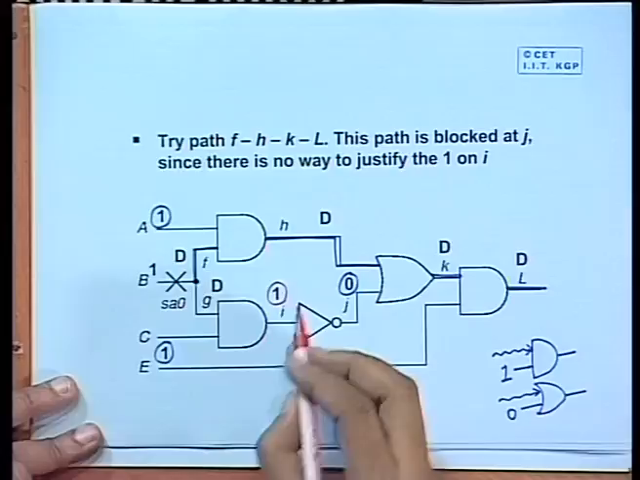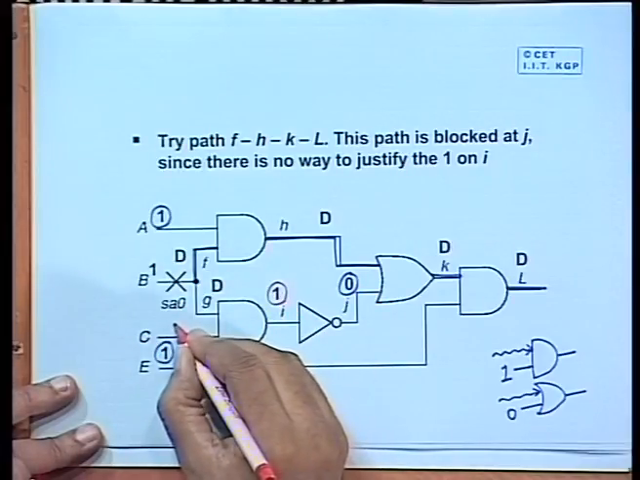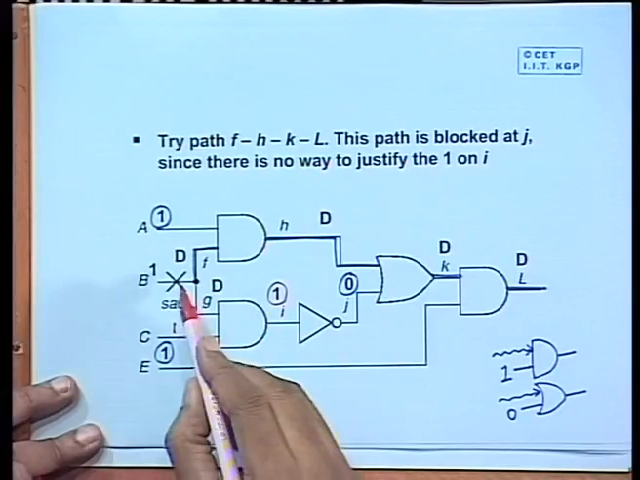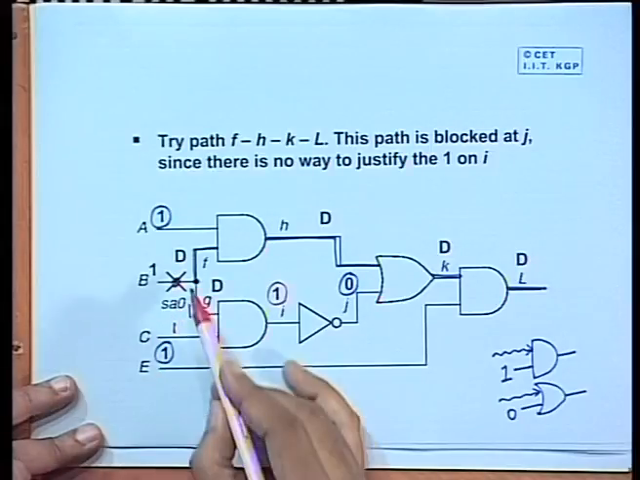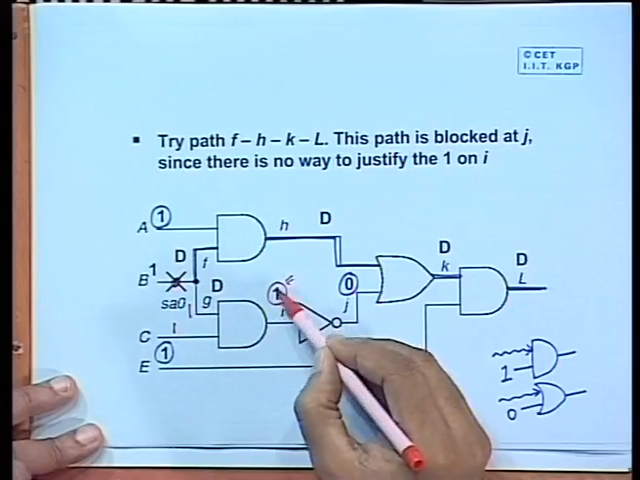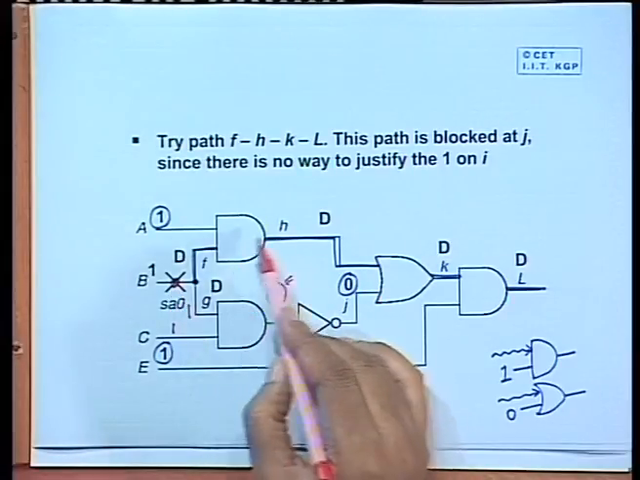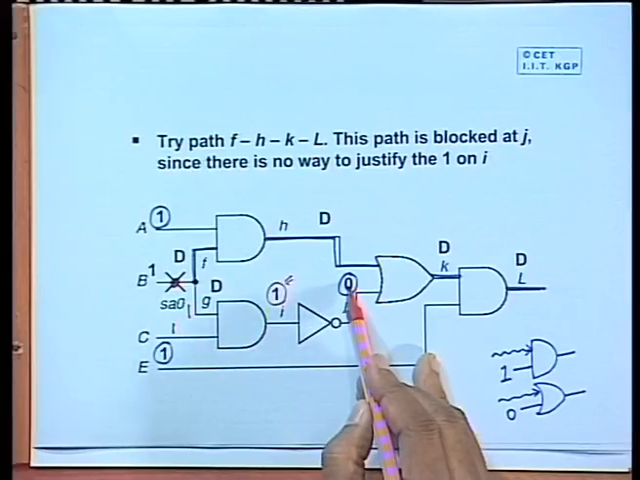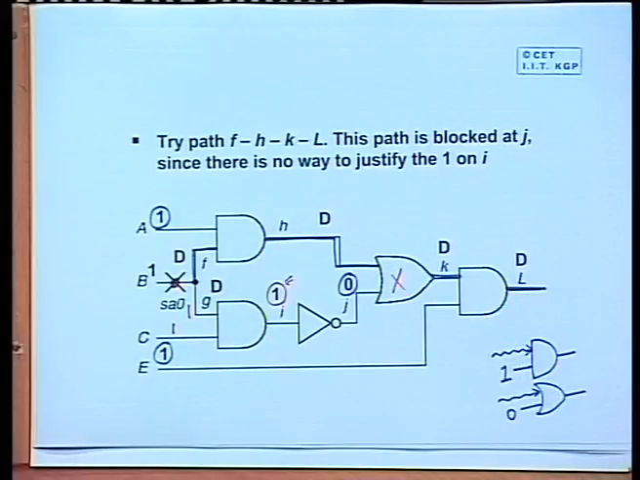Now, this is an AND gate. If you need a 1 here, you must have C1 and also G1 permanently. But this is the site of the fault. If the fault is there, then G will be 0 and this line will no longer be 1, this will be 0. So, in presence of the fault, you cannot propagate the fault, because in presence of the fault J will be equal to 1 and the fault will get blocked here, the fault will not get propagated.